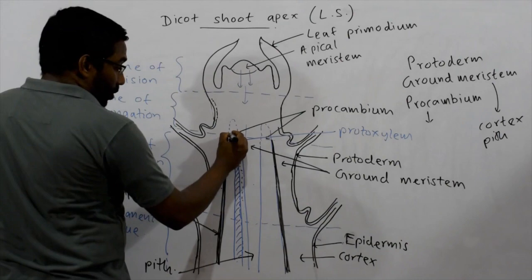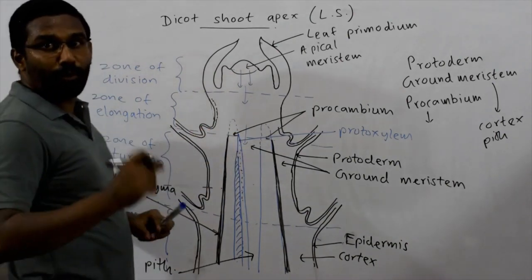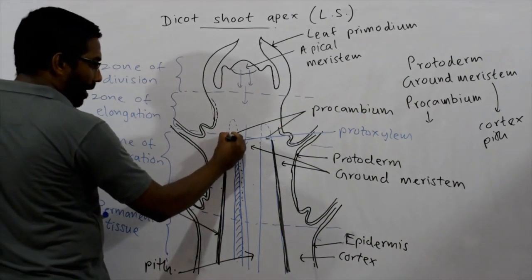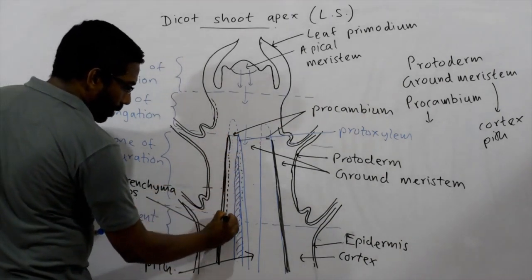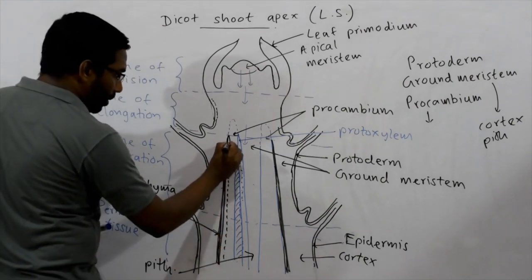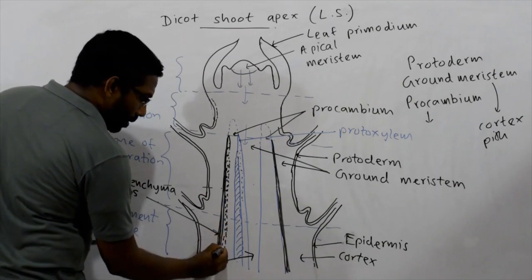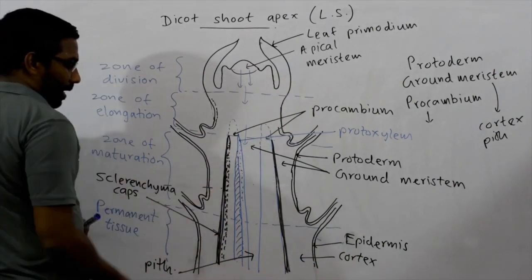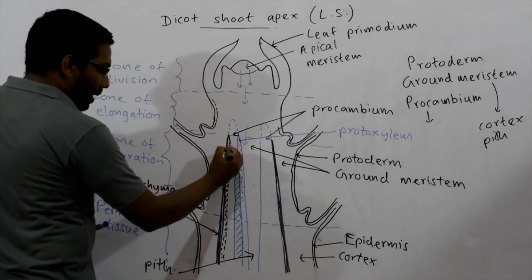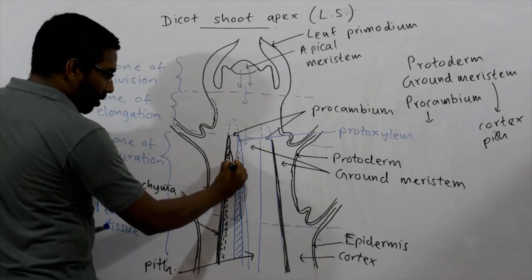Which part of the phloem should be originated first? Protophloem should be originated first. Here at the beginning, therefore, protophloem is originated. Imagine this region is the protophloem. Then medial to that, since protophloem is peripherally arranged, later metaphloem is originated.